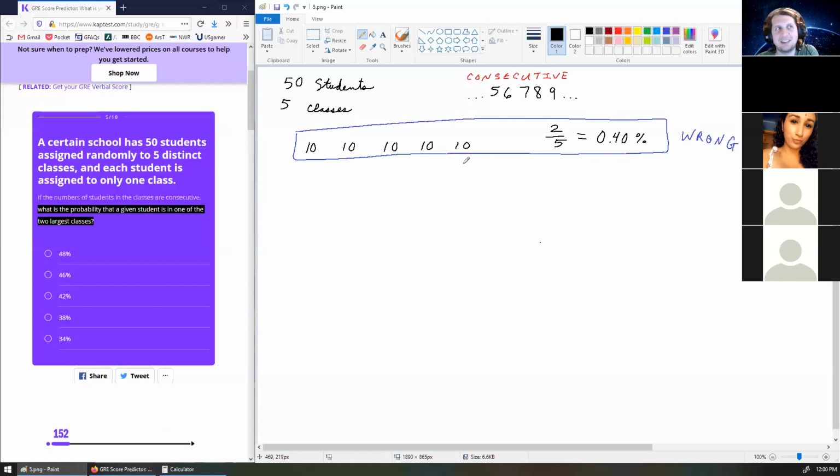The question now is, can we make the number of students in these classes consecutive and still add up to 50? Because we know that's the total number of students, right? Okay, so how can we do that? We need to fix these numbers, the number of students in each classroom, so it's still a distribution of 50 students, but in a way that uses consecutive numbers. Anyone have an idea how we could do that?